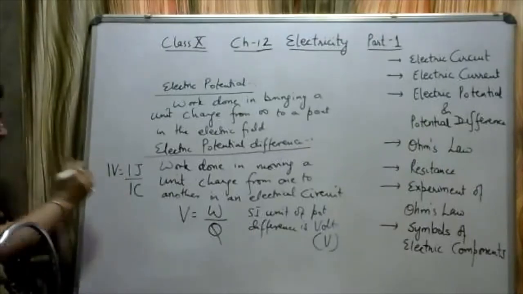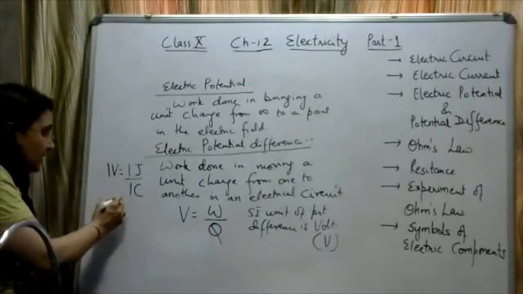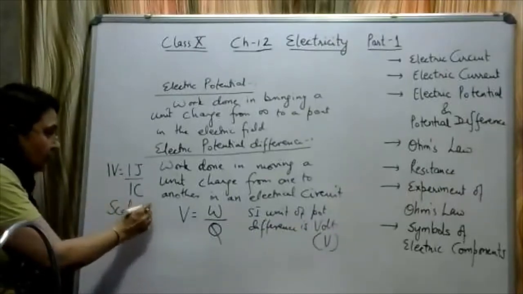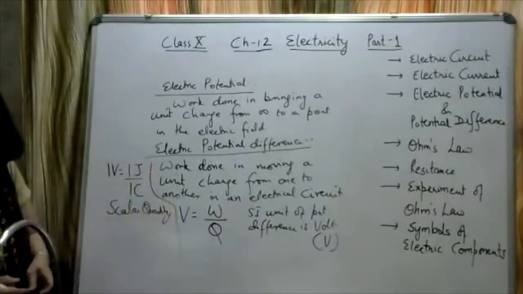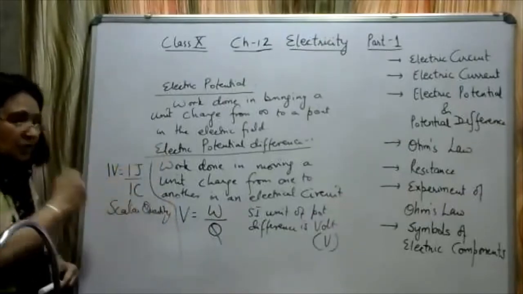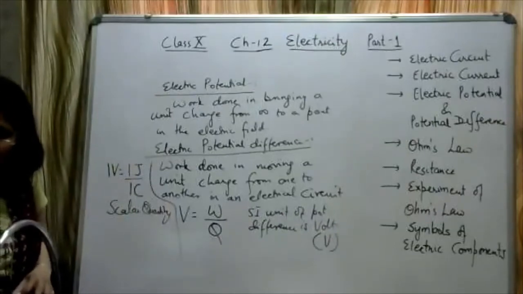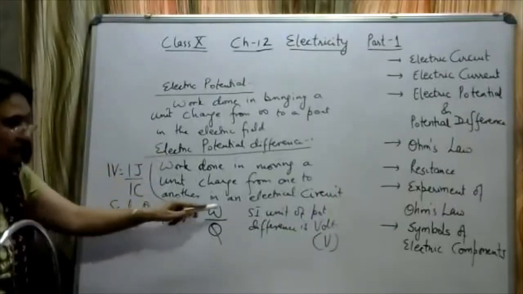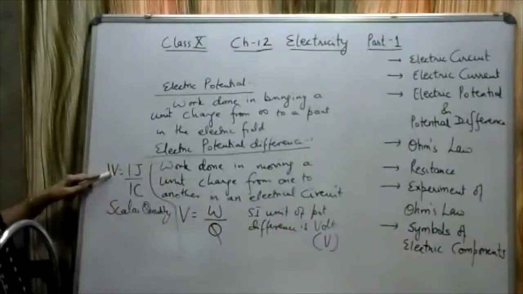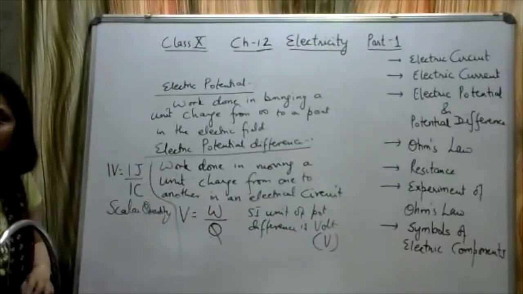And now we have to discuss whether it is a scalar or a vector quantity. Nature of this quantity: it is a scalar quantity, that is, it has got only magnitude, no direction. So the potential or the potential difference is a scalar quantity. Whenever we discuss any physical quantity, its definition, formula, SI unit, definition of that unit and the nature of the quantity, the potential difference is a scalar quantity.